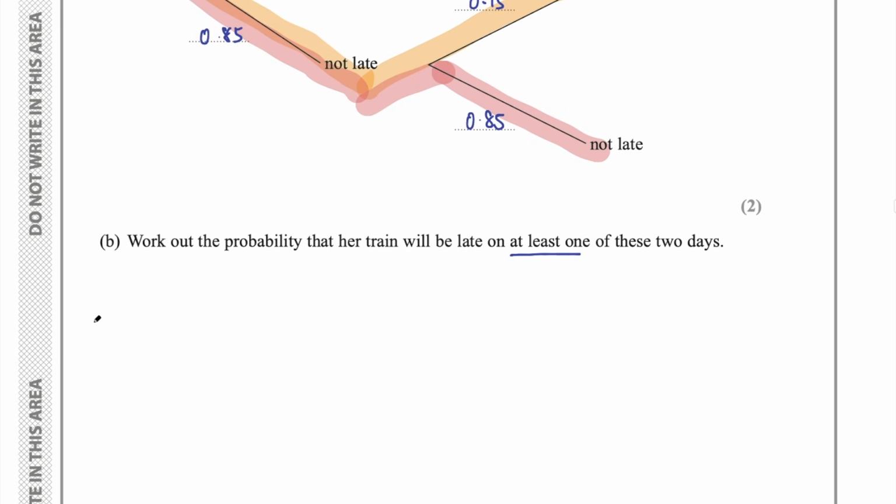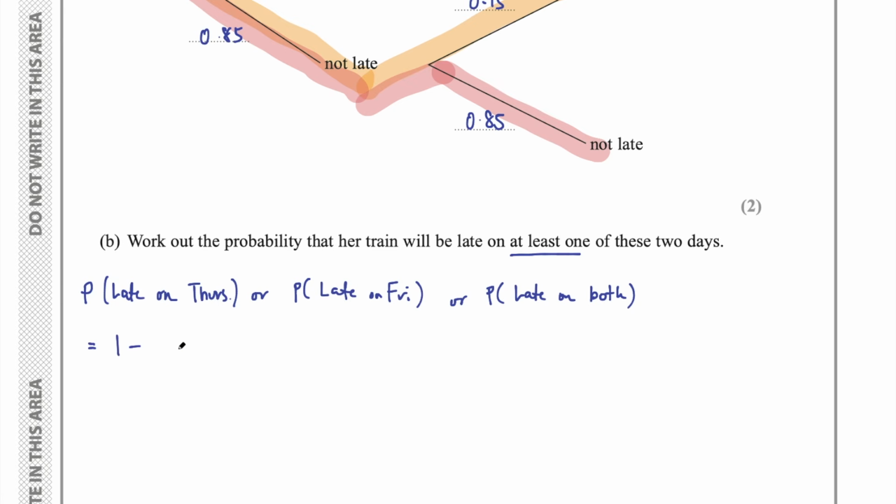So what we're looking for then, as I said, we could work out the probability of late on Thursday, or the probability of late on Friday, or the probability of late on both. Or we could just work out 1 subtract the probability of not being late on either day. Okay. So these are equivalent. Okay, so we want 1 take the probability of not being late.